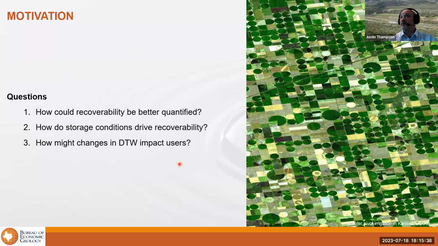Well, that leaves me personally, and maybe you too, with some research questions. And these are questions that we're going to explore in the remainder of this talk. So number one, how could recoverability be better quantified, right? I mean, could we come up with some method, some way to do something a little bit more rigorous than the 25%, 75% arbitrary benchmarks of TERS? Number two, how do aquifer storage conditions drive recoverability, if at all, right? I mean, are there factors about the aquifers themselves that might limit or expand recoverability? Let's find out. And then number three, addressing that socioeconomic question, how might changes in depth to water, as for example under desired future conditions, impact our users? Okay, these are the questions we're going to explore a little bit further in the talk today.